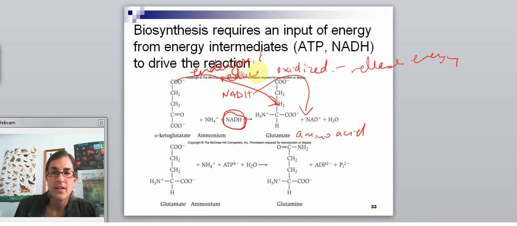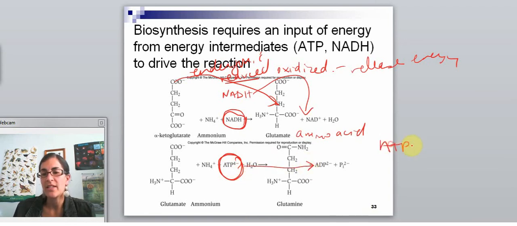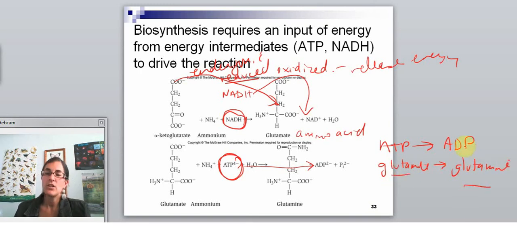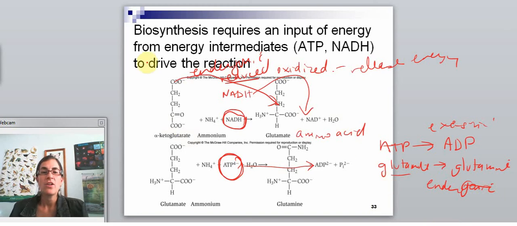And in this case, it's reducing the alpha-ketoglutarate. This reaction is using ATP. So ATP is being broken down into ADP. So that's my exergonic reaction. And I'm taking glutamate and making glutamine, which is a different amino acid. So this part is endergonic. This part is exergonic. So I'm using the breakdown of my energy intermediate to power the endergonic production of glutamine. So energy coupling is going to be required for anabolic reactions.